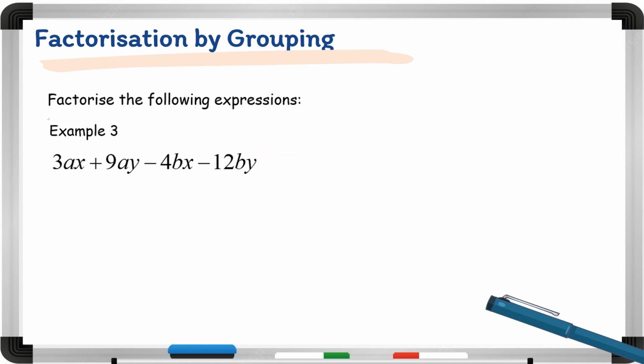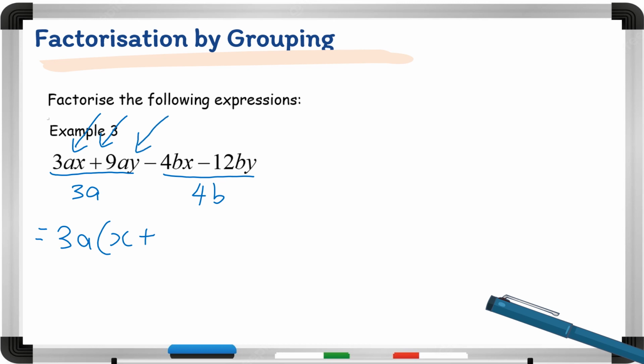To factorize this next expression, we will simply pair the first two terms and the last two terms, making sure that each pair has a common factor. The highest common factor for the first two terms is 3a, and the highest common factor for the last two terms is 4b. So each pair has a common factor. To take out the common factor 3a, we'll simply divide 3ax by 3a, and we'll have x left. The operation is plus. 9ay divided by 3a is 3y.